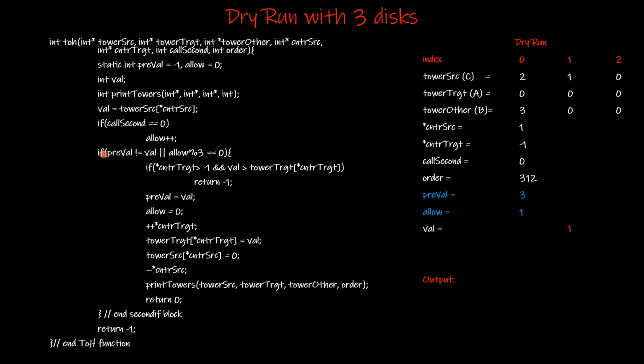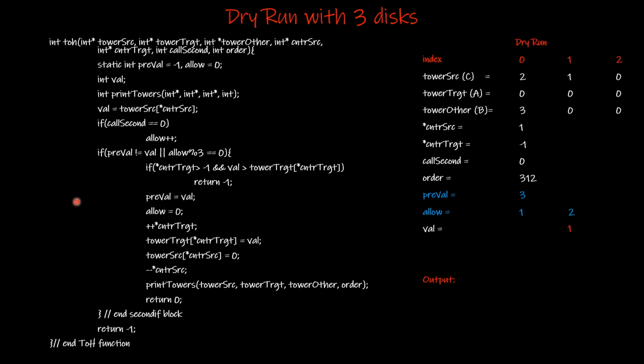A condition is checked: is call second equal to 0? Yes, it is, and therefore allow is incremented by 1, so allow becomes 2. We have again a condition: is pre-val not equal to val? That is true, pre-val is 3, val is 1, so this condition is true, and therefore we can enter the if block. We come to this part, this condition is checked: is counter target greater than -1? Counter target is actually -1, therefore this condition is false, so this statement is skipped, and we come to this particular statement that is executed.